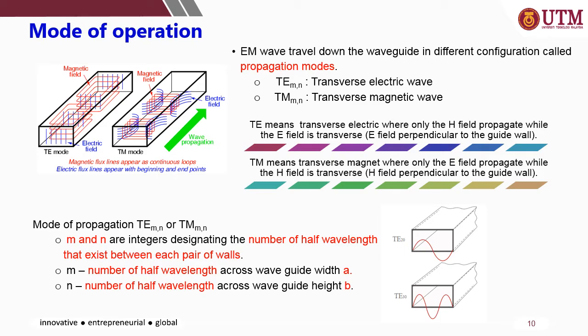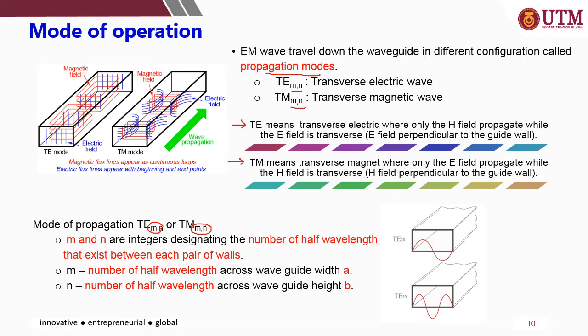The wave travels down the waveguide in different configurations called propagation modes. It is represented by MN, either TE or TM modes, transverse electric or transverse magnetic. So what does TE mean and what does TM mean? You can just read through this statement. And the mode of operation, again, as mentioned, defines whether it is TE or TM, and the mode's number.